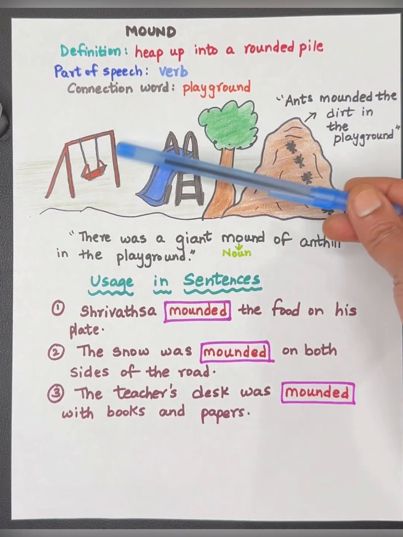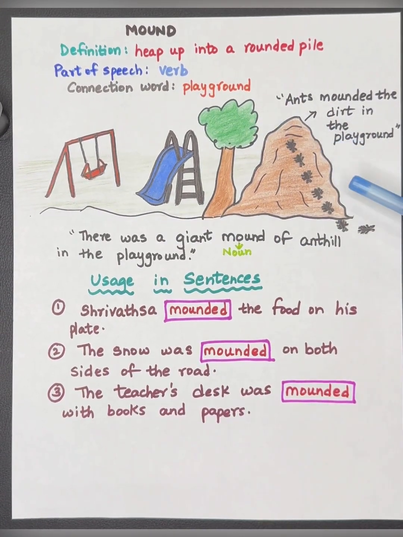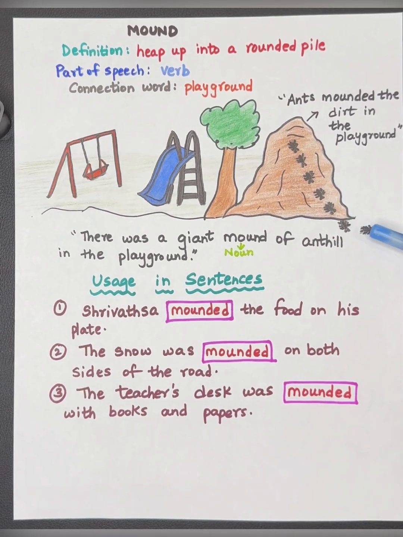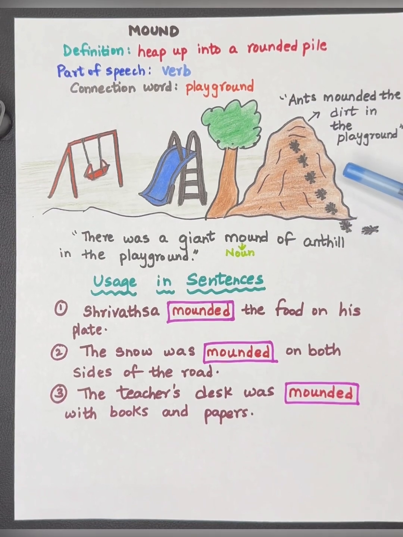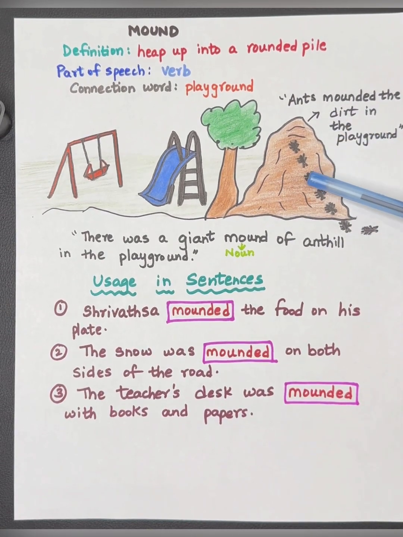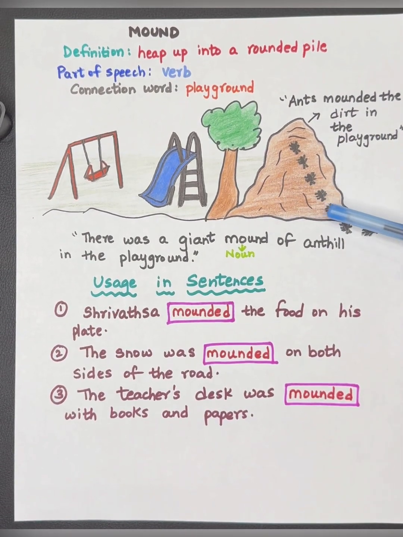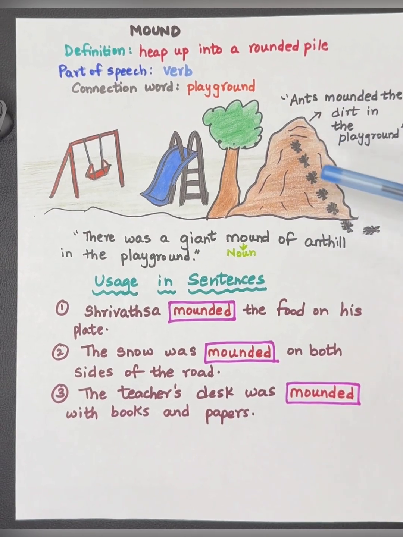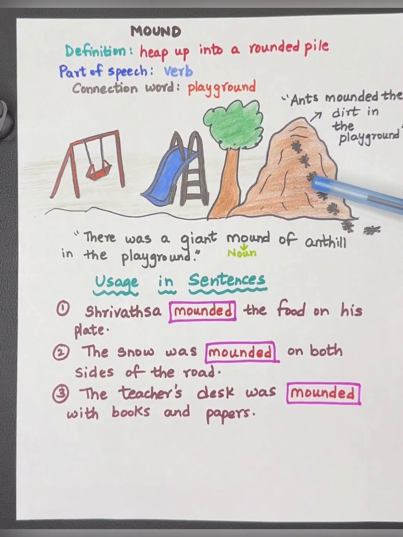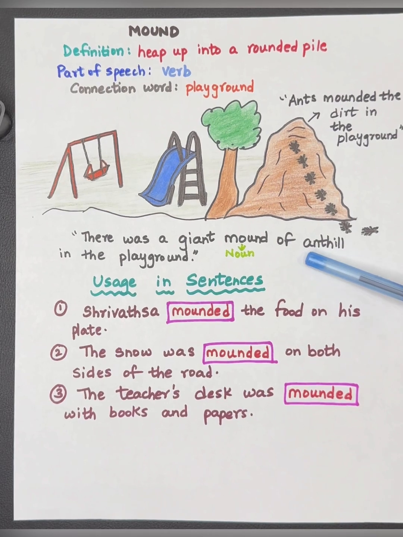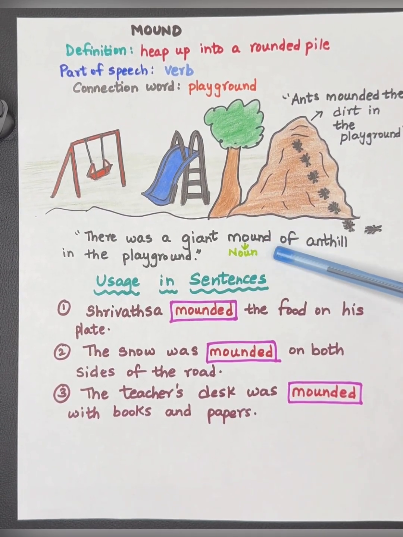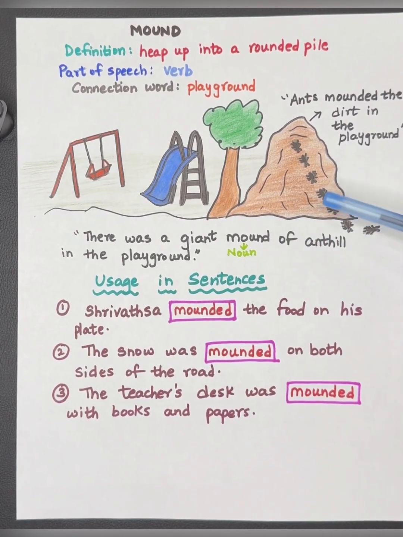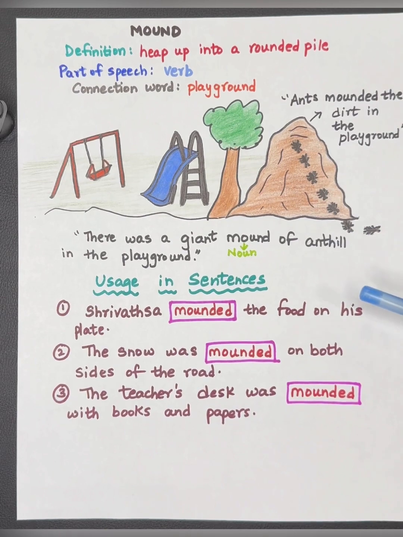In this picture, you can see there's a playground. And what can you see here? You can see a few ants and an ant hill, right? Ants mounded the dirt in the playground. So these ants, they heaped up or they piled up the dirt to make an anthill. There was a giant mound of anthill in the playground. Here mound would be a noun because the ants already made the anthill.